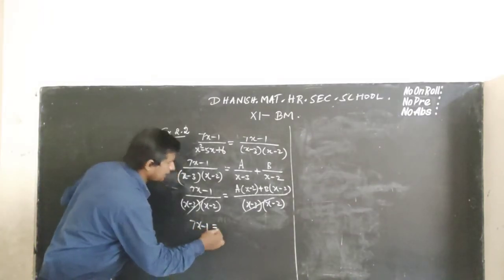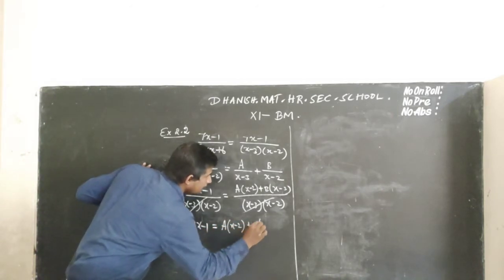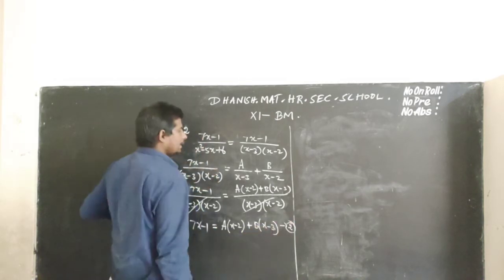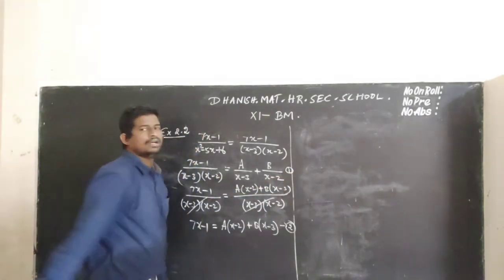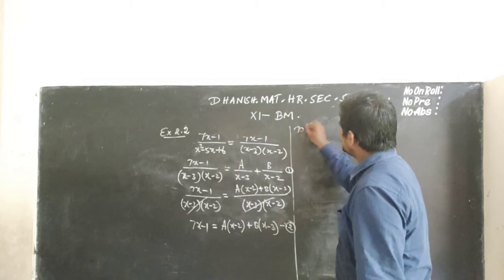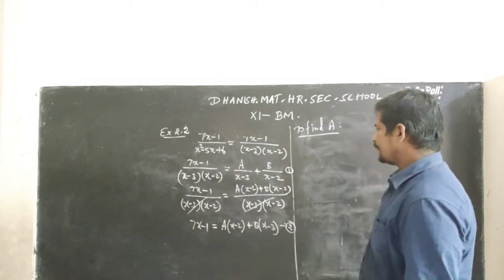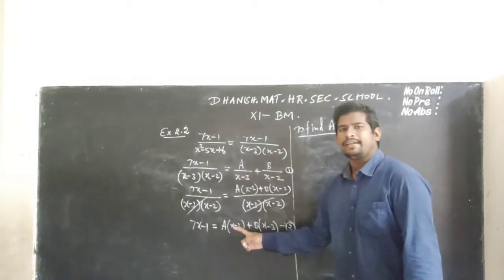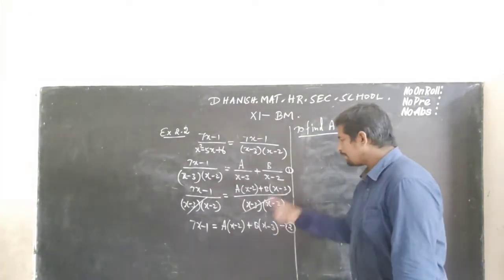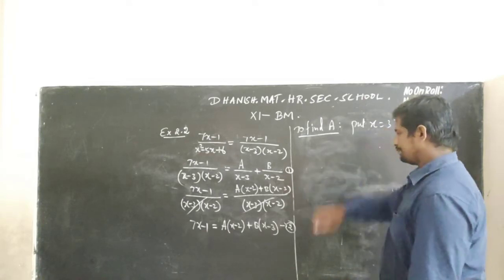7x minus 1 equal to a into x minus 2 plus b into x minus 3. We can consider this as equation number 2, as well as we can consider this as equation number 1. Now I am going to find a. To find a, the b term should become 0. To make this b term 0, we are going to put x as plus 3.